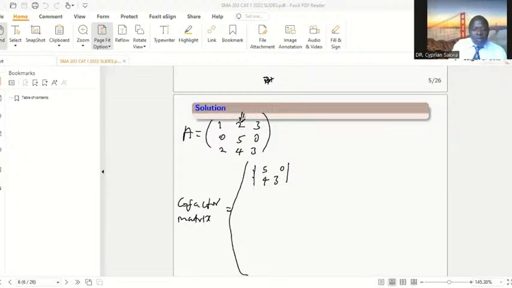Now for 2. The minor of 2, delete the row and the column of 2. When I delete the row and the column of 2, the matrix that remains is 0, 0, 2, 3. This determinant is the minor. But now the sign of the cofactor will be negative, because it's plus, minus, plus, minus, plus, minus, plus, minus, plus. Now, the third element is 3. The sign will be positive. I delete the row of 3 and the column of 3. I have 0, 5, 2, 4.